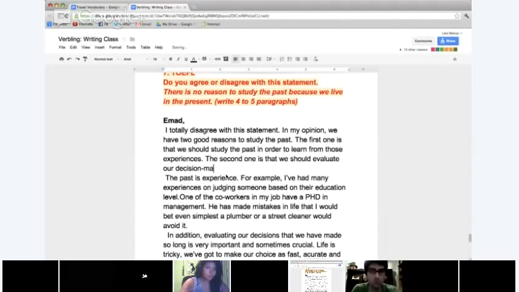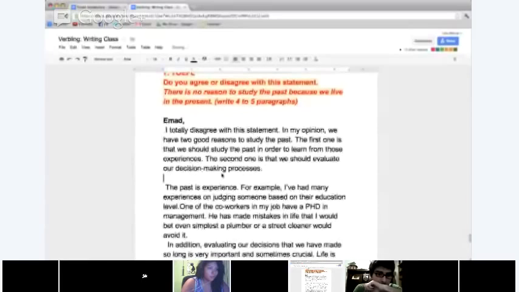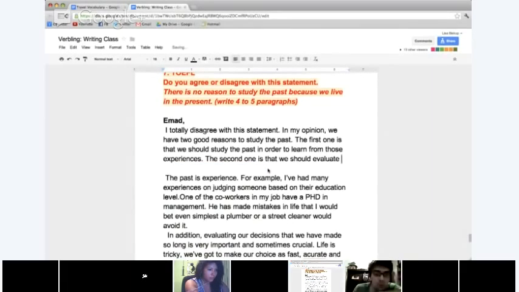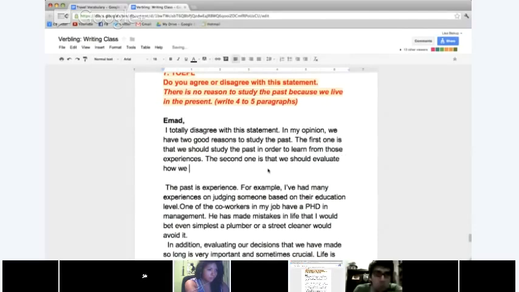Decision-making processes? Something like that? Or evaluate how we take our decisions. How we make... Okay, yeah. That would be good. The second one is that we should evaluate how we make decisions.